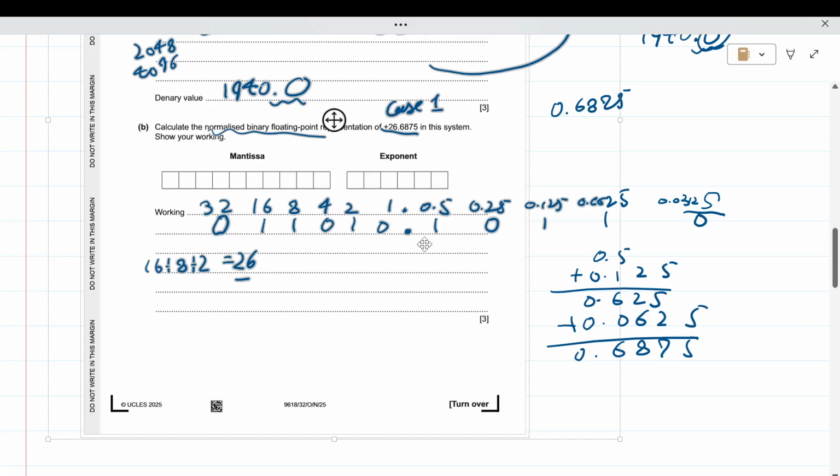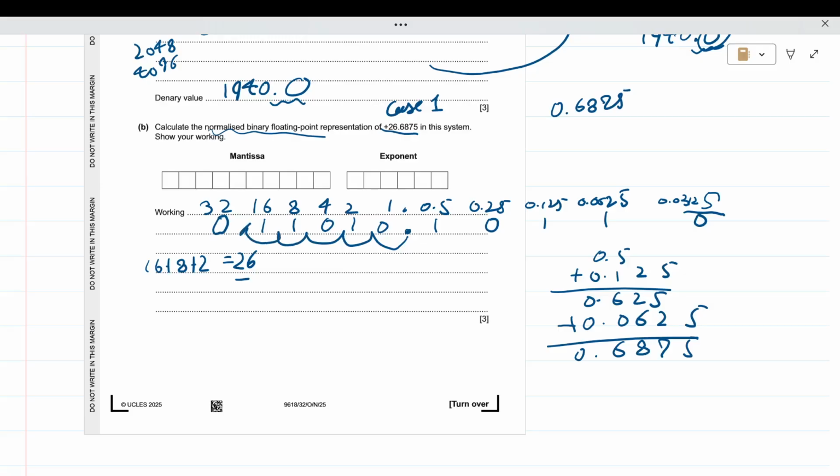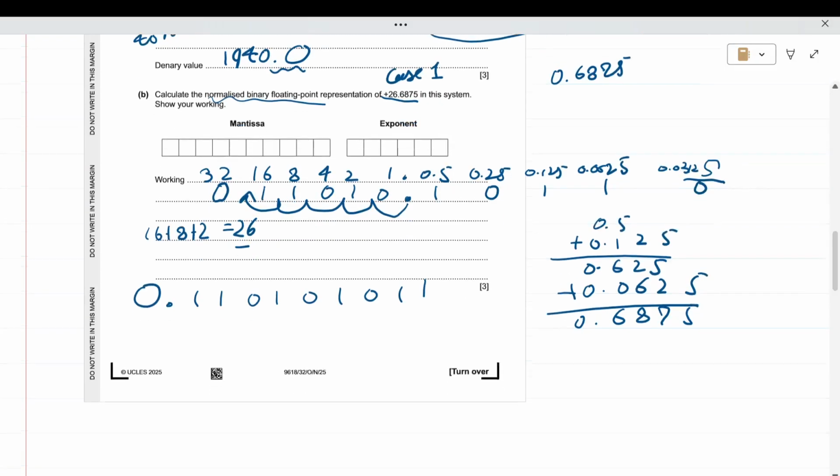Now comes the normalization part. We already talked about what normalization is, and that is you take it to the most significant part. That would be a point before the most significant bit, and that's going to be 1, 2, 3, 4, 5, right? And that gives you 0.11010101, right? Let's just do it again. 1101011. There's no harm in making sure, right?